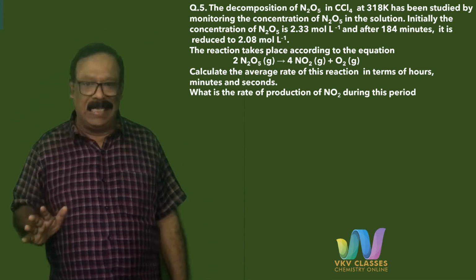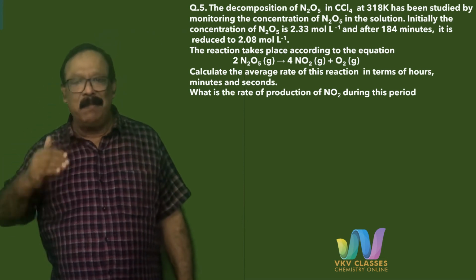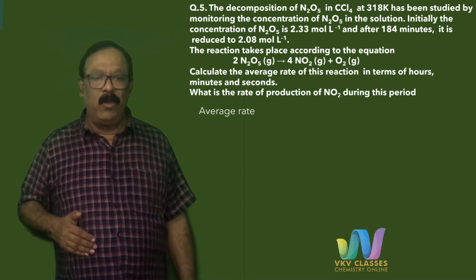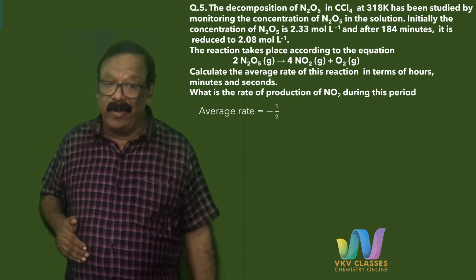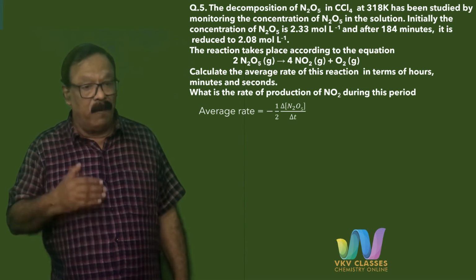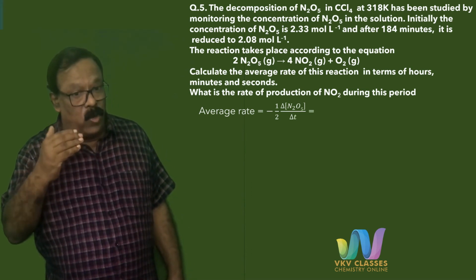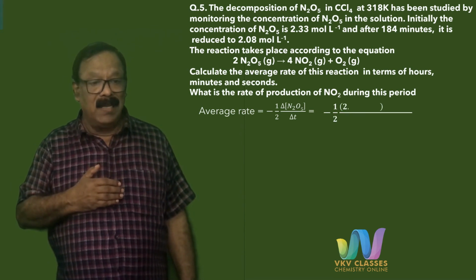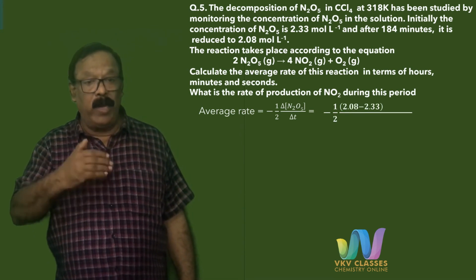Rate, how to find out the rate. Change in concentration by change in time gives you the rate of the reaction. So here you are asked to calculate the average rate of reaction. It will be minus 1/2 delta N2O5 by delta T. So this will be equal to minus 1/2 into 2.08.